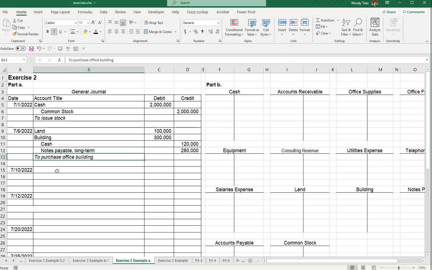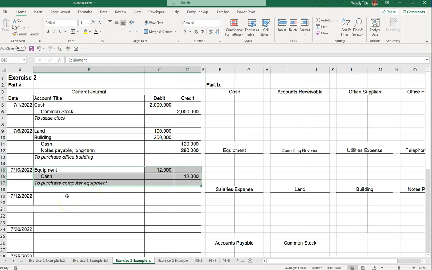July 10th, computer equipment was purchased for $12,000 cash. So the magic here of my spreadsheet. I'm going to debit equipment because equipment is an asset. It's increasing. I'm going to debit it. And I'm going to credit cash because we paid cash for it. And then I have that memo line. So that was pretty quick.